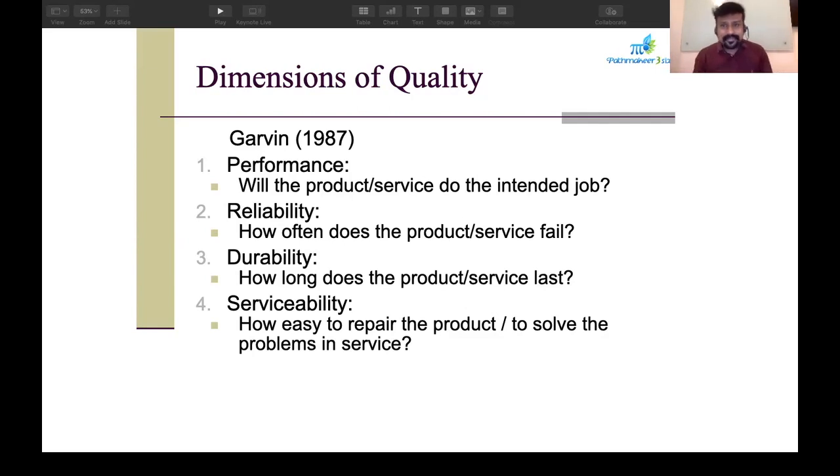Okay, fine. Now coming to durability. What is this durability? How long does your product work without becoming dead? Okay, so durability, how long does your product last?